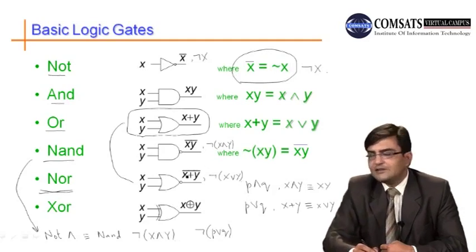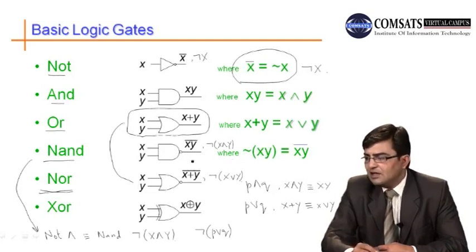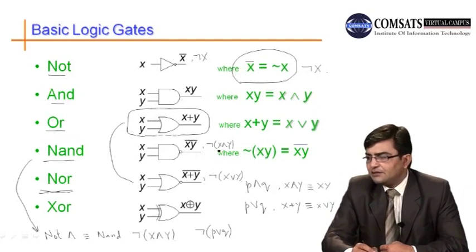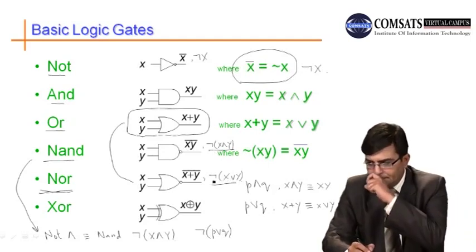So in logic gates, the symbolic representations of disjunction and conjunction are slightly different, but we can represent them even in this way: not X and Y, and not X or Y.